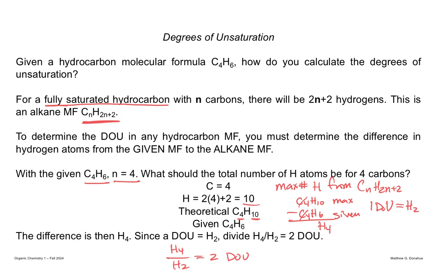So now I said a degree of unsaturation is equivalent to H2, but structurally speaking, what is that? It can be a pi bond, or it can be a ring.